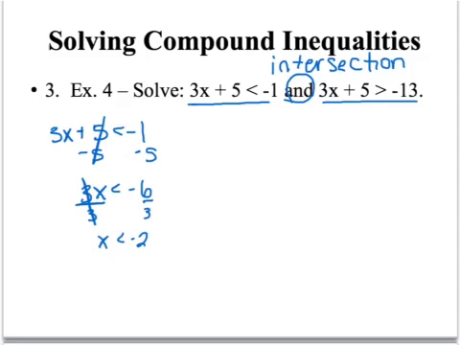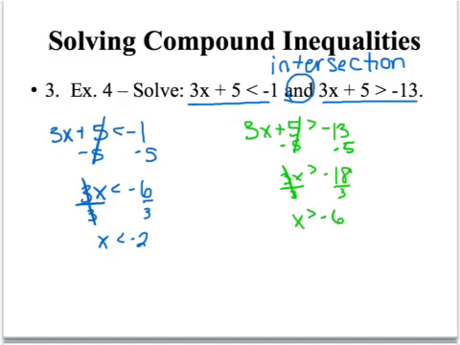So for the next inequality, I'm going to go ahead and change my pen color. We have 3x plus 5 is greater than negative 13. Well, subtract 5 from both sides. I get negative 18. Divide everything by 3. X is greater than negative 6.